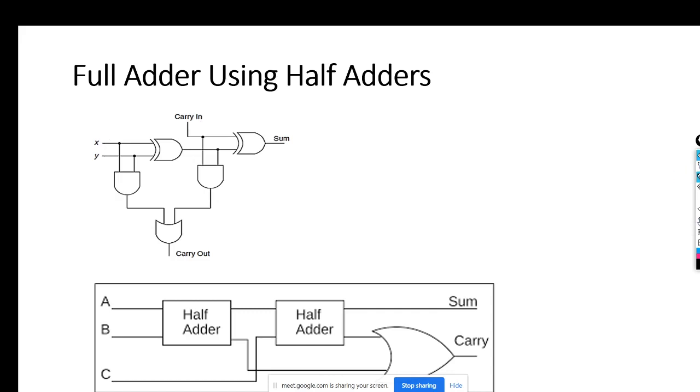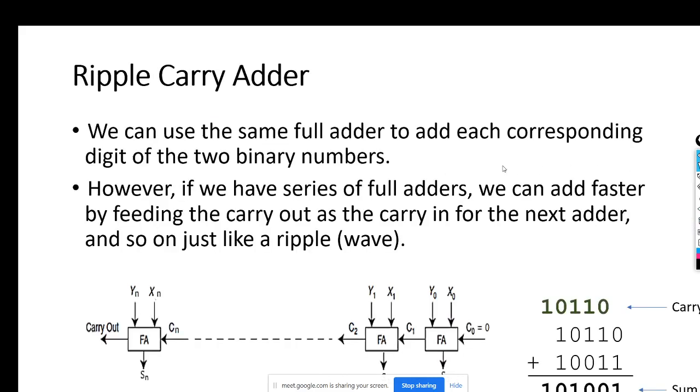Now we are moving to the final type of adder, that is called the ripple carry adder. So the ripple carry adder is not a new adder actually. It is just an interconnection of full adders in a serial manner.